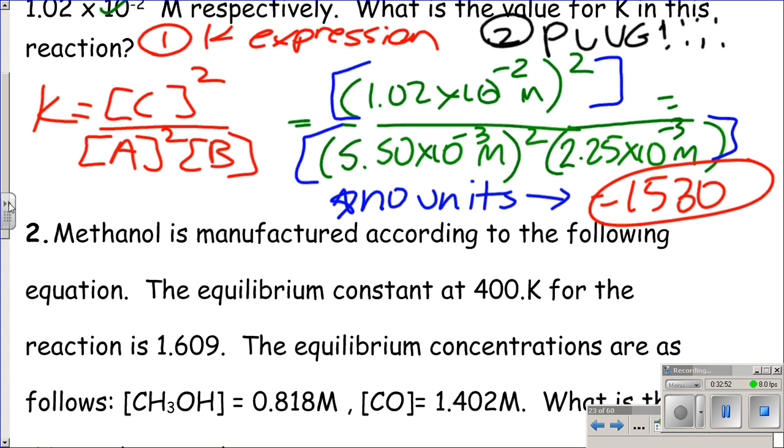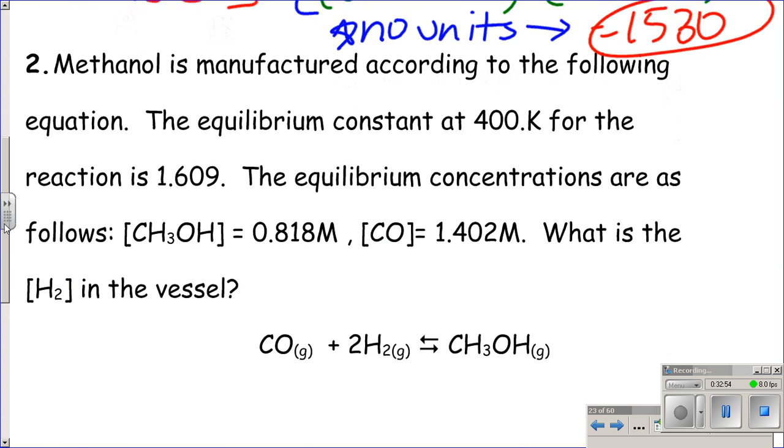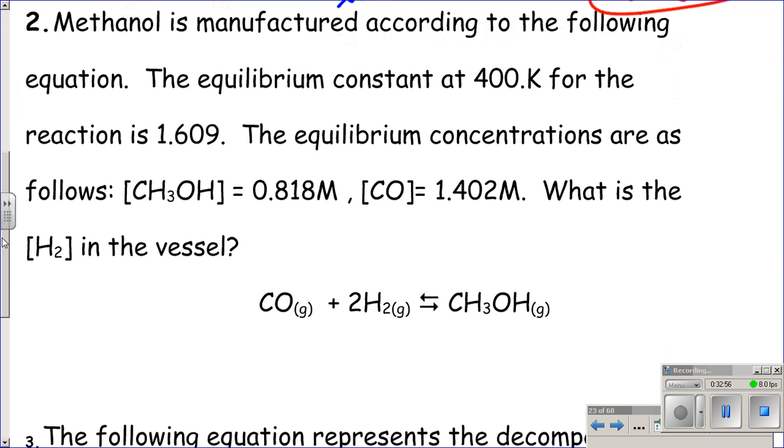Continue with number 2 with me. This is the methanol example. Methanol is manufactured according to the following equation. The equilibrium constant at 400 Kelvin for the reaction is 1.609. Which of those values is actually important in that second sentence? 1.